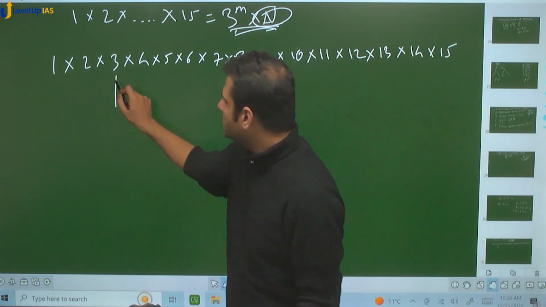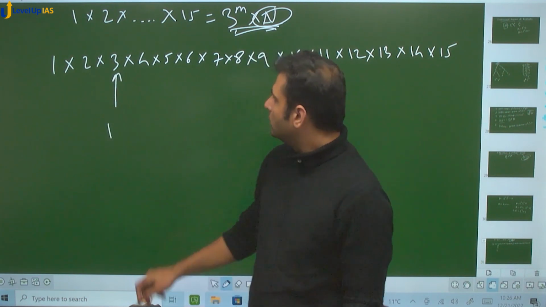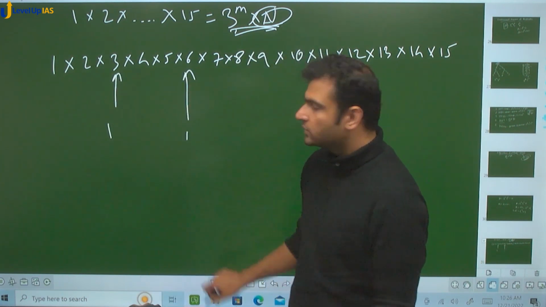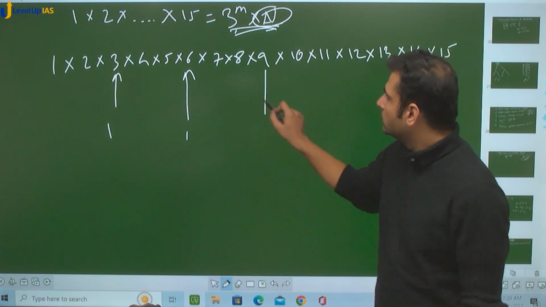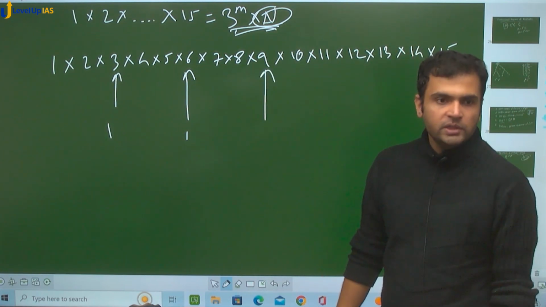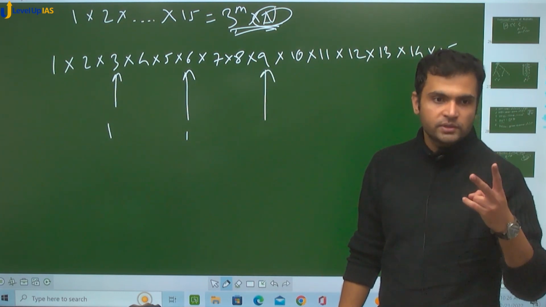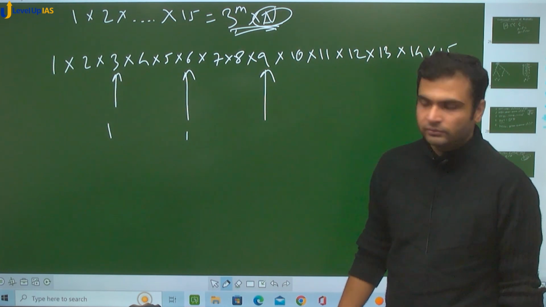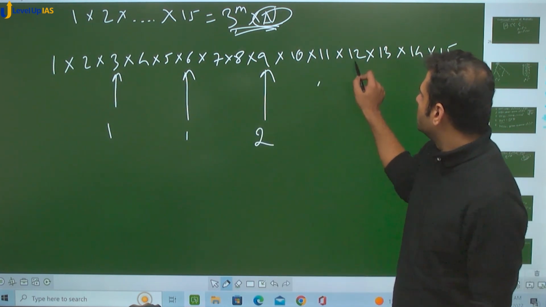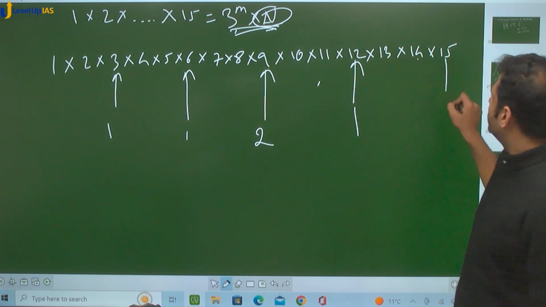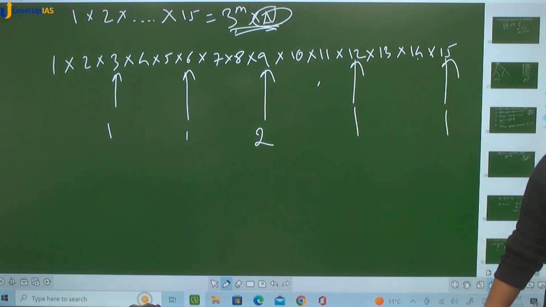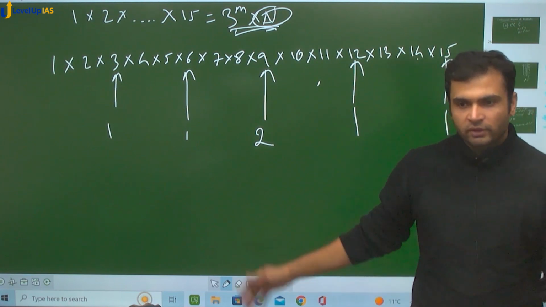It appears once here, 3 into 2 is 6, 9. It appears twice. 9 is 3 square. It appears twice here, then once here and once here. How many times it appears? 6. 5 seconds, 10 seconds.